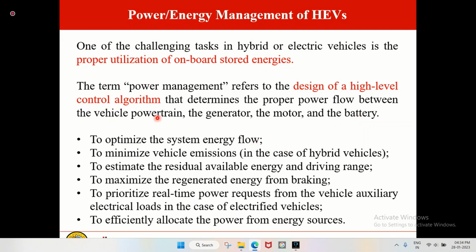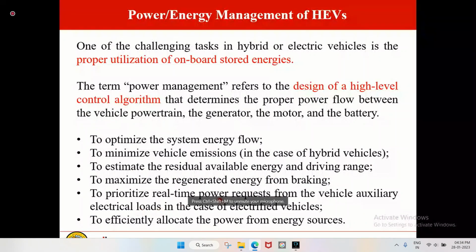For what reasons? Because I want to optimize the system energy flow. I want to minimize the emissions. I want to estimate how much energy is remaining and how much driving range I could obtain from my vehicle. I want to maximize the regenerative braking energy as much as possible because it helps me charge my battery, right? And to prioritize real-time power requests from the vehicle auxiliary electric loads.